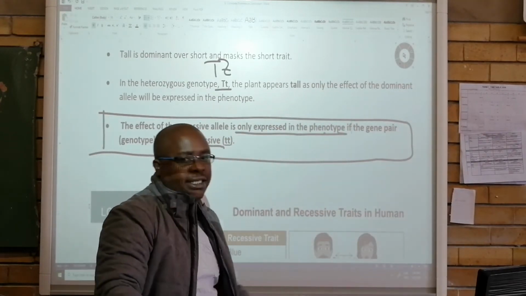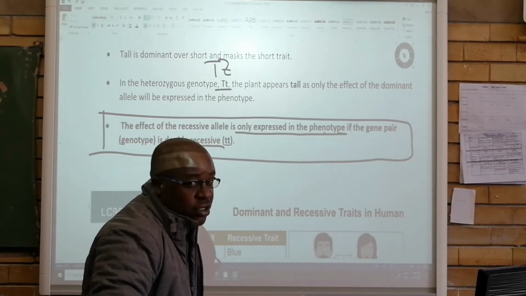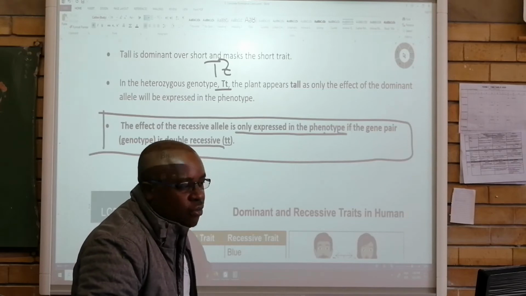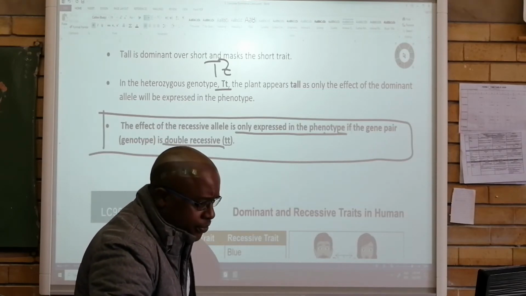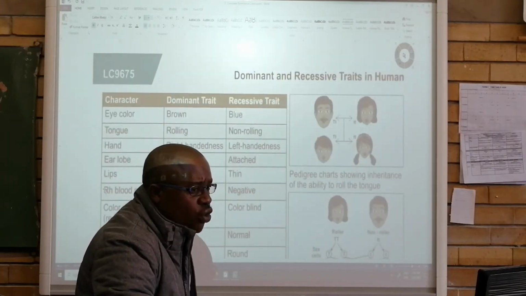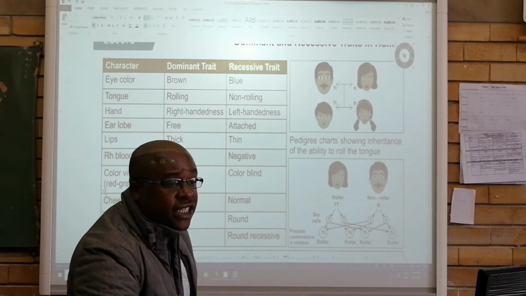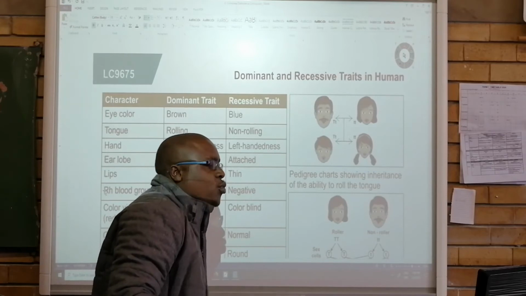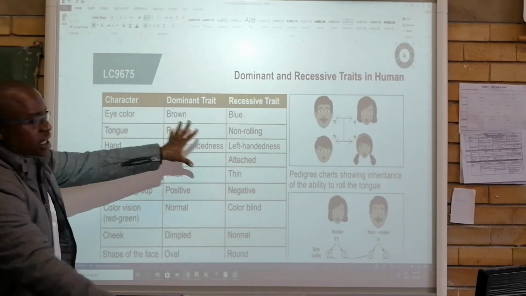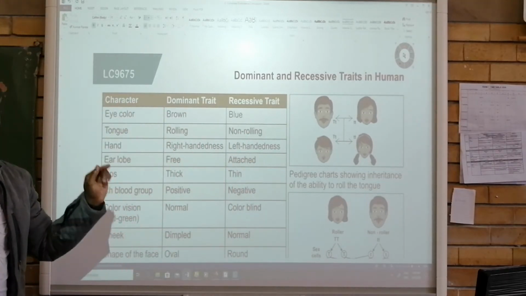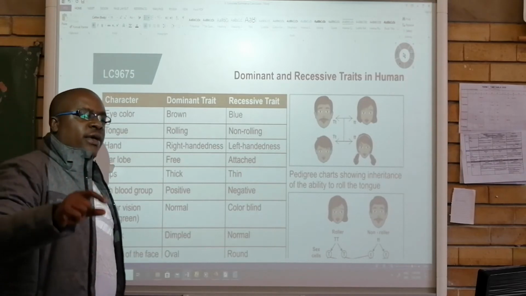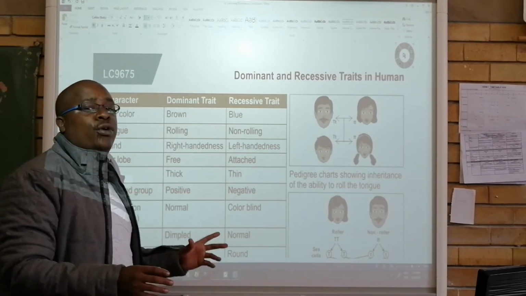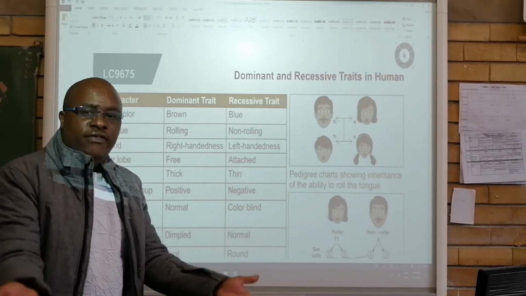Something I want to talk about. You don't need to know it, but you have to know it. Why? You don't need to know examples of dominant and recessive traits in humans. Let me repeat. You don't have to know them. The only reason why I'm putting them here is for the science of life.